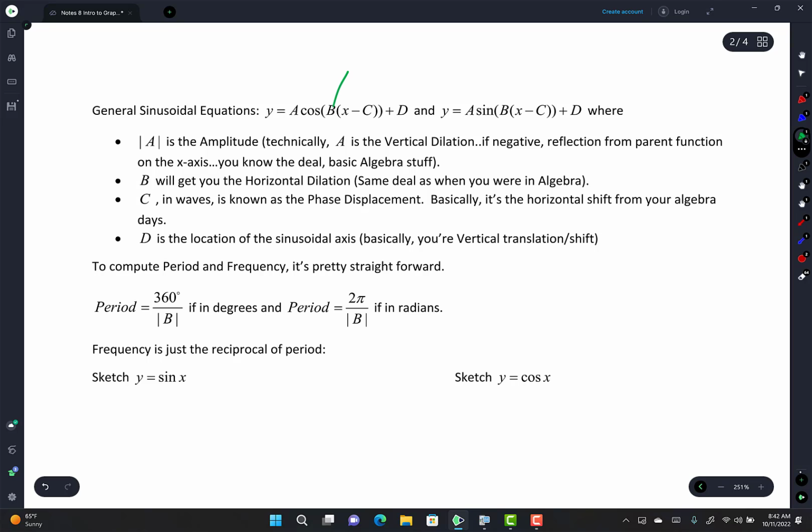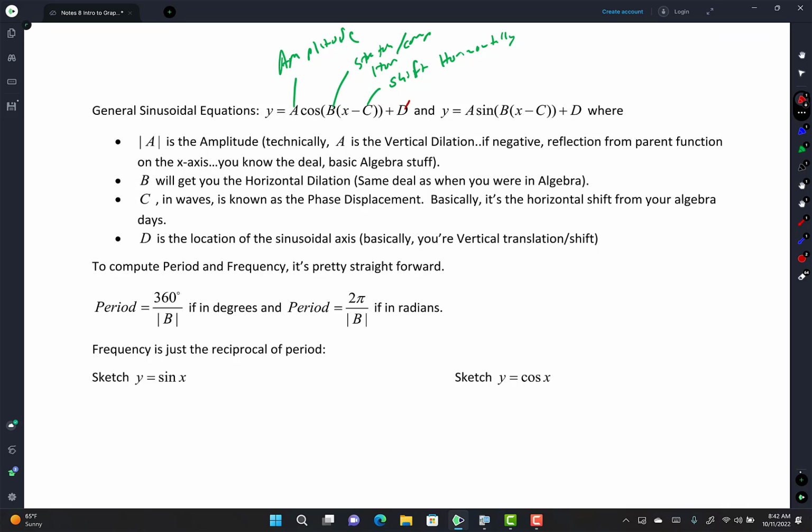The B tells you your horizontal stretch or compression, just like in algebra 1 and algebra 2. Your A is your amplitude. B is stretch or compress, but horizontally. The C is your shift, your horizontal shift. Sometimes they call that the phase shift. And the D is a vertical shift.